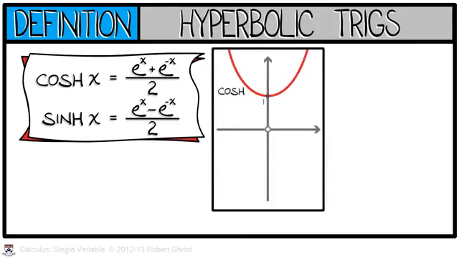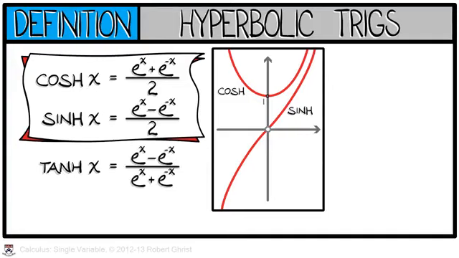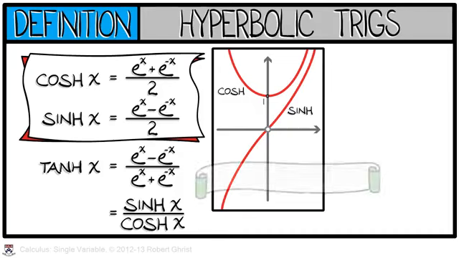What do these functions look like? Well, they don't look anything like a sine or a cosine. They both grow very rapidly in x due to the exponentials in their definitions. Nevertheless, these are very important and useful functions. There are others as well, such as the hyperbolic tangent, or tanh of x. As you might guess, this is really sinh of x over cosh of x, that is, e to the x minus e to the minus x over e to the x plus e to the minus x.